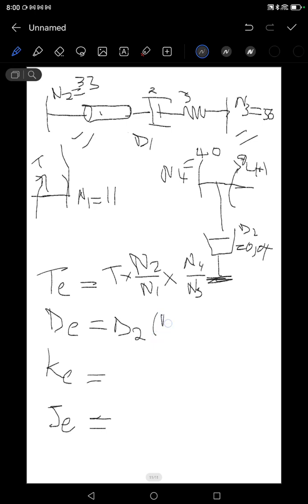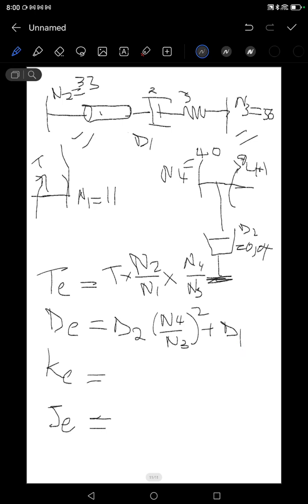So we're going to have N4 over N3 squared. Remember, I said when we have a damper, we square the number of teeth. Then after here, we have another damper, so we're going to add this damper. It's in between, so it's going to be plus D1. Then we are done with the damper.